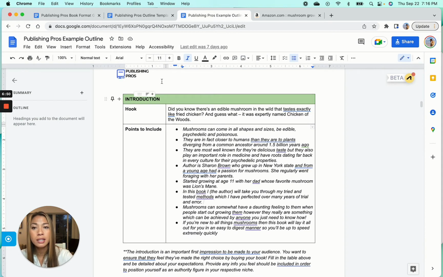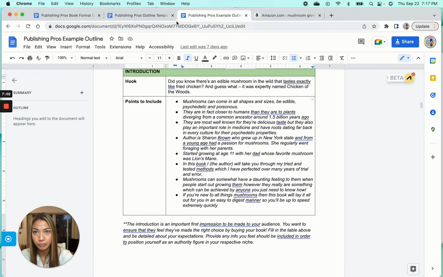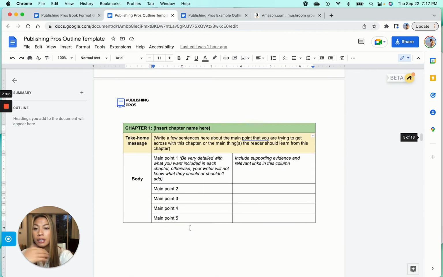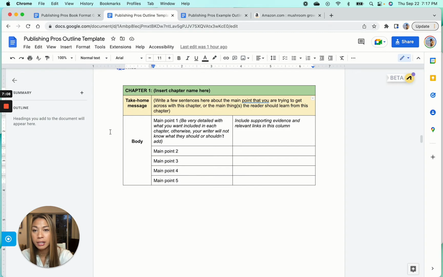And then as well, in the introduction, you can include any points that you want about the author that show that they are an authority figure or that they know what they're talking about on the subject. So after you've done the introduction, you're then going to go straight into the chapters. Here's a blank version of the template.